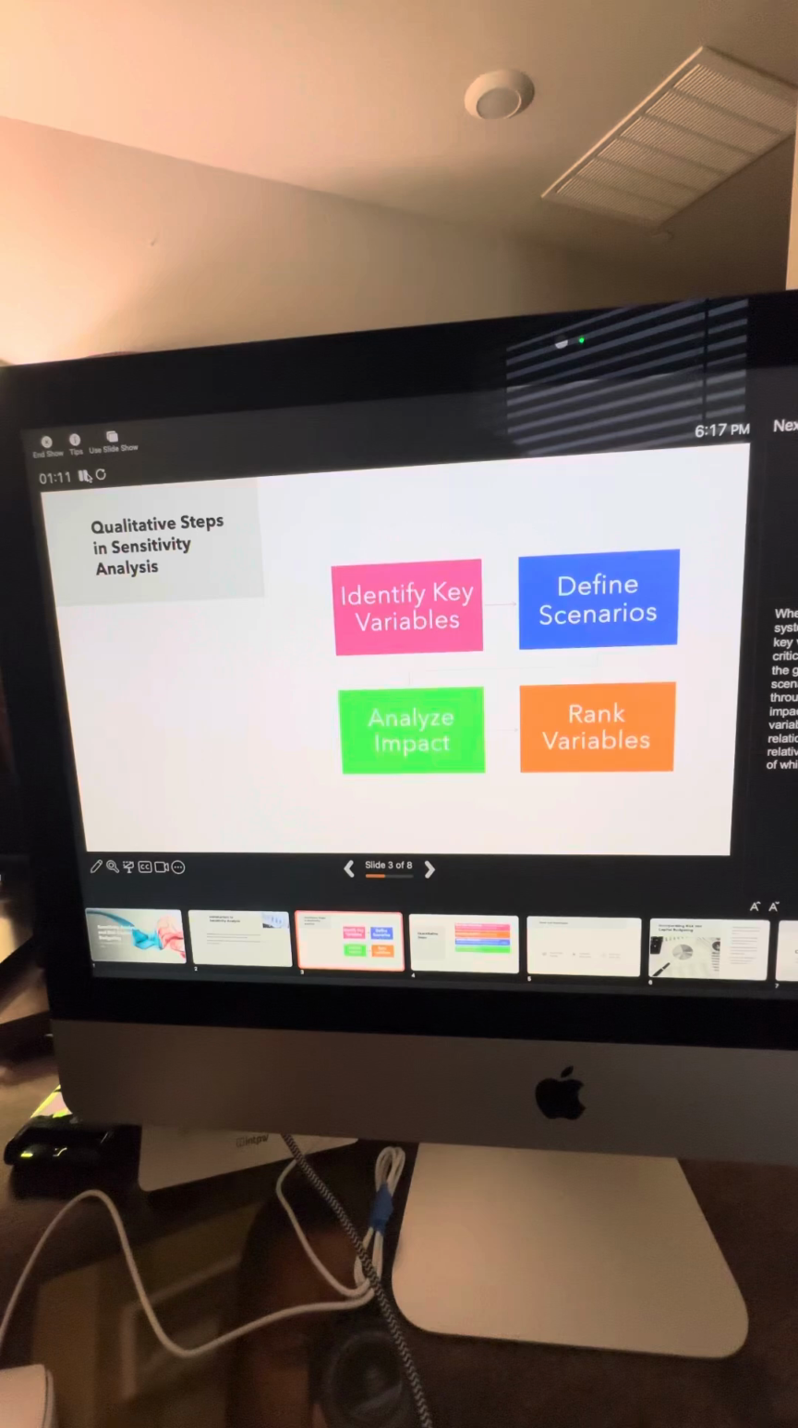Next, define plausible scenarios that reflect potential changes in these variables, thinking about how they may unfold or interact. Then, analyze the impact of each scenario, evaluating how changes in key variables affect the outcome and identify any patterns or relationships that emerge. Finally, rank the variables based on relative importance and sensitivity, providing a clear understanding of which factors have the greatest influence on results.